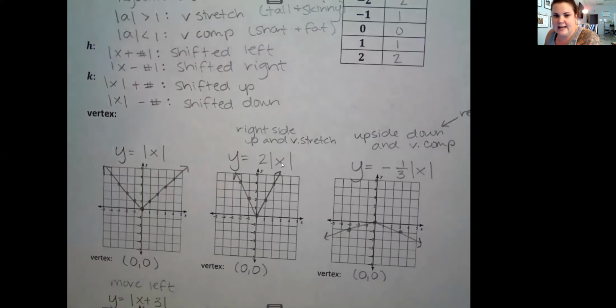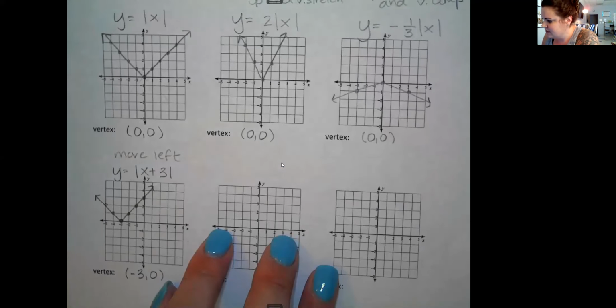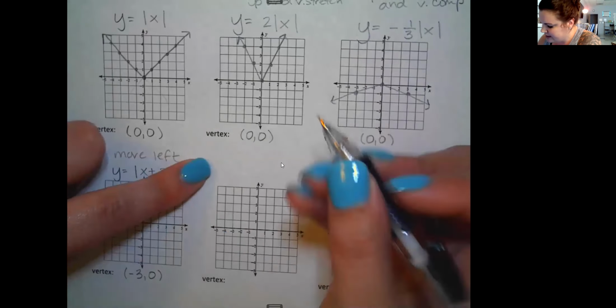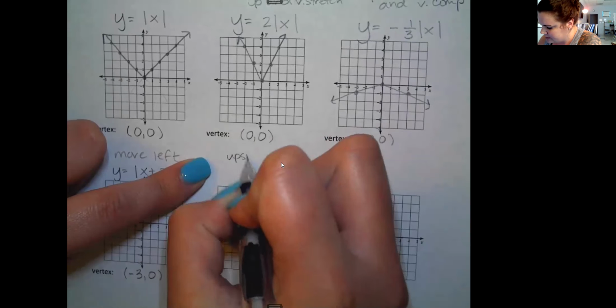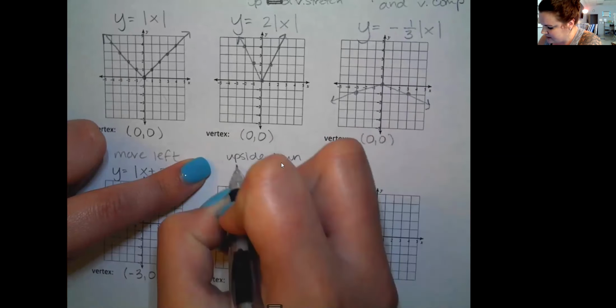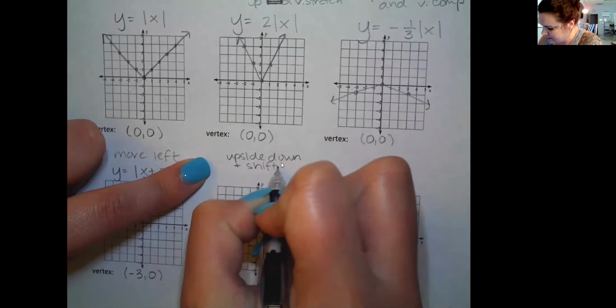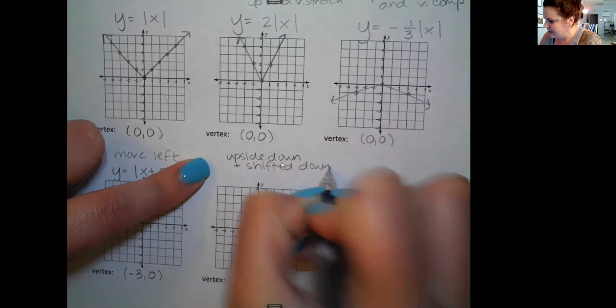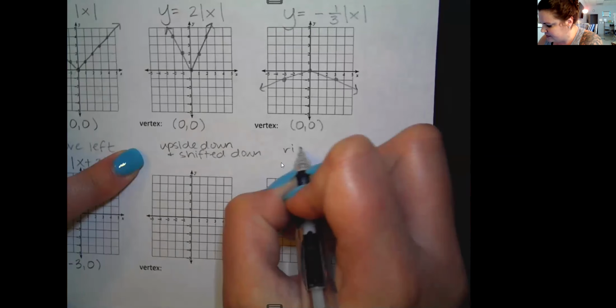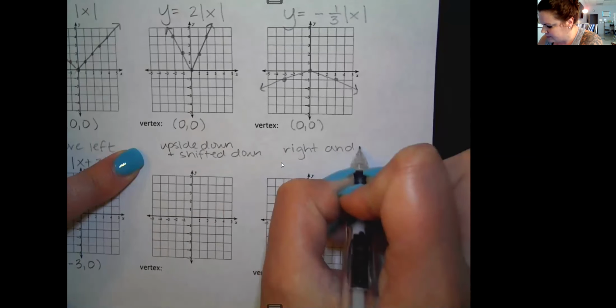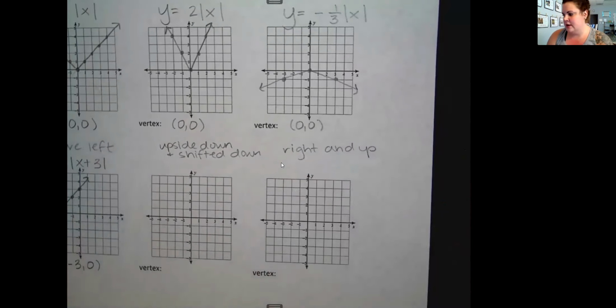All right, so for these last two examples, I want you to draw a graph that is upside down and shifted down. And then here I want you to draw a graph that is shifted to the right and up. So go ahead and play with the sliders on Desmos until you can find a graph that is upside down and shifted down, and one that's shifted to the right and up, and draw those for each of those last two examples.